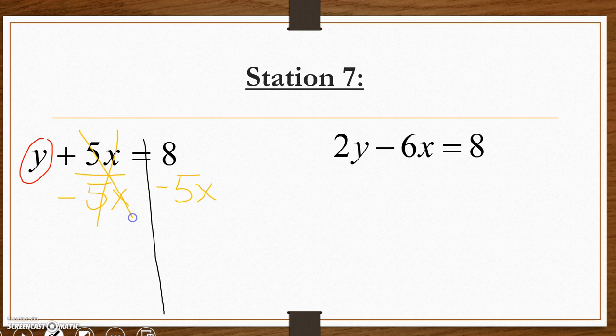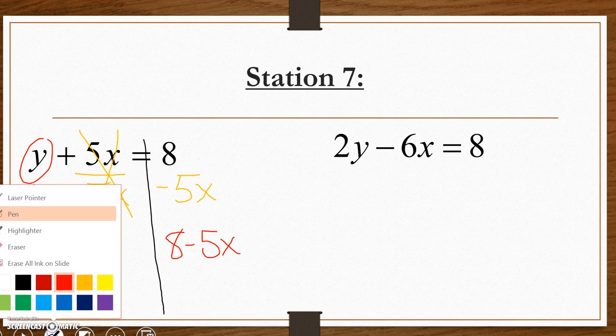So that gets rid of the 5x on the left-hand side, and all I'm left with is that y. I bring it down. On the right-hand side, 8 minus 5x. That is not 3x. Those are not like terms, and if you haven't gotten to that station, you will. And 8 minus 5x, since you can't combine them, will just stay 8 minus 5x. And that is your answer.